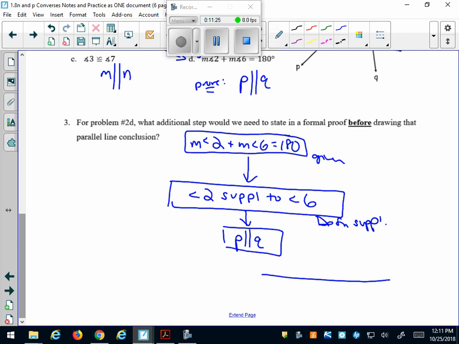Same side interior angles theorem said if lines are parallel, then same side interior angles are supplementary. So our statement said, these two angles are supplementary when we were using that theorem. Now our statement says, therefore lines are parallel. So this is where we're using converse of same side interior angles theorem. And you can use SSI for that.